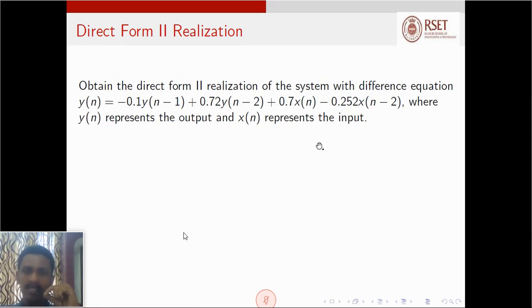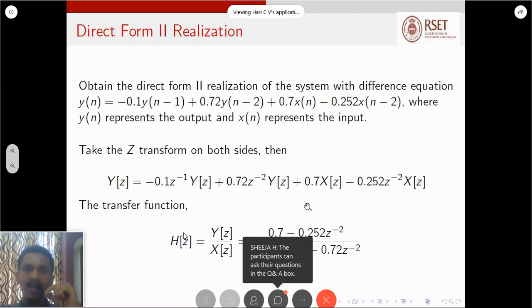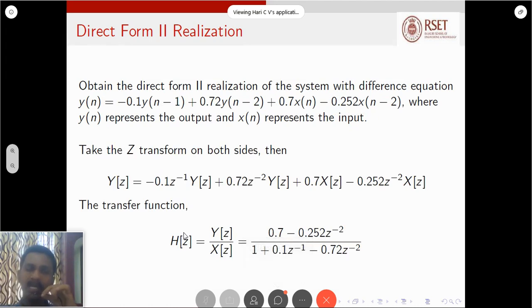So here the idea is different. First you need to get the transfer function. In order to obtain the transfer function, you need to take the z transform on both sides. Then, if you are taking the z transform of y of n, you will get y of z. Similarly, if you are taking the z transform of 0.1 y of n minus 1, you will get 0.1 z inverse y of z.